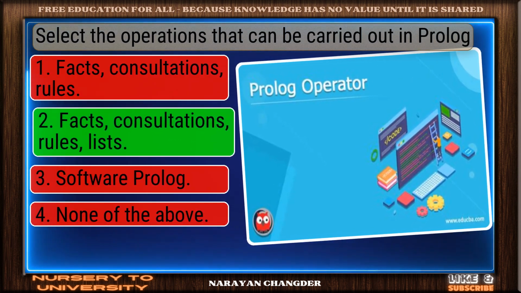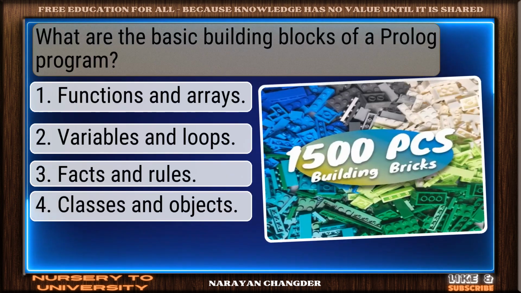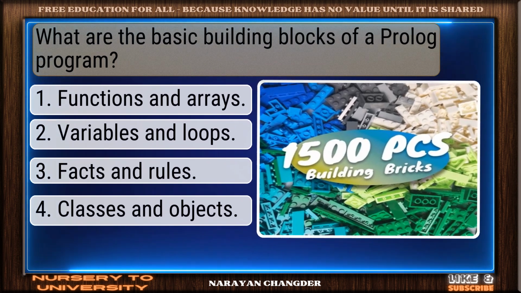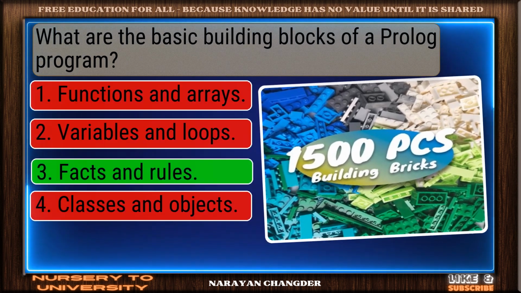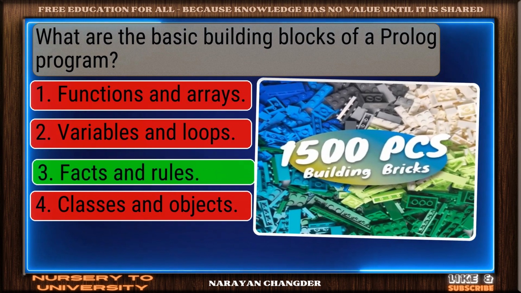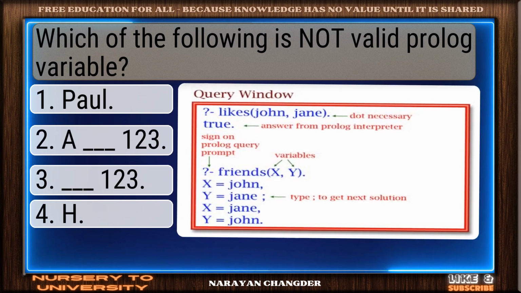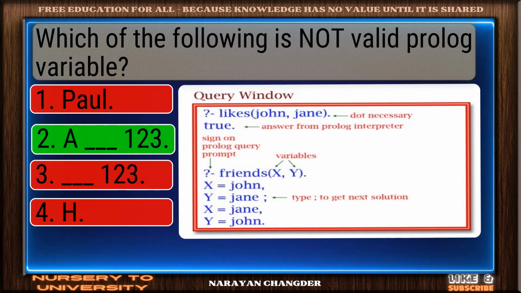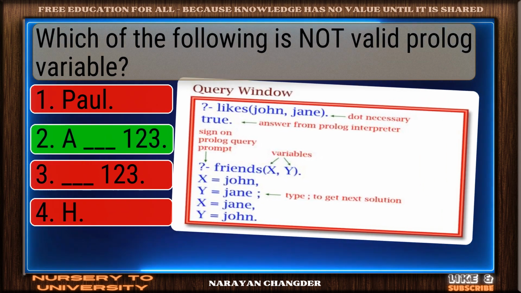Right again. Facts, consultations, rules, lists is a valid answer. Question number 21. What are the basic building blocks of a Prolog program? Solid response. Facts and rules is a valid choice. Question number 22. Which of the following is not a valid Prolog variable? Well reasoned. A -123 is the correct choice.